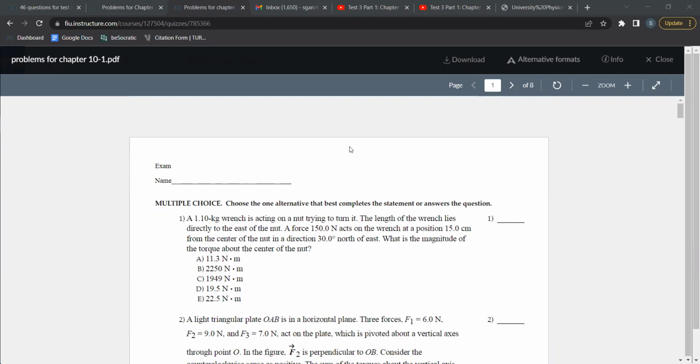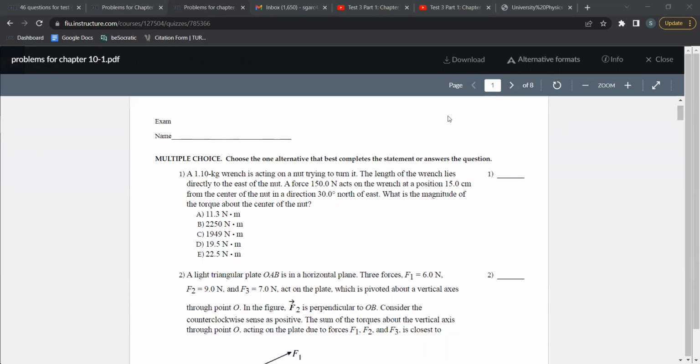All right, so with my notes here, let's tackle a question from chapter 10, or a couple of them actually. Let's just get started. Let's start with question 1. A 1.1 kilogram wrench is acting on a nut, trying to turn it. The length of the wrench lies directly east of the nut, and a force of 150 newtons acts on the wrench at a position 15 centimeters from the center of the nut, in a 30-degree direction northeast. What is the magnitude of the torque about the center of the nut?